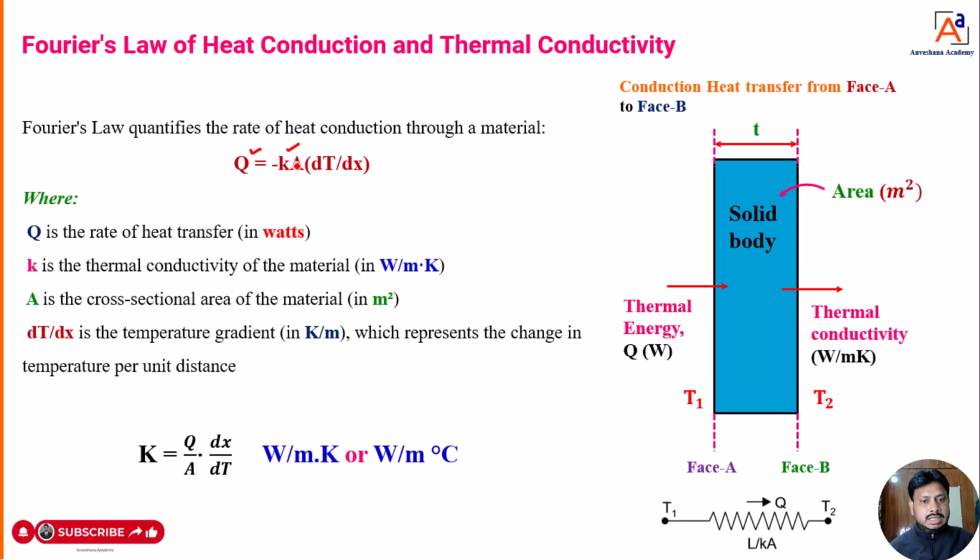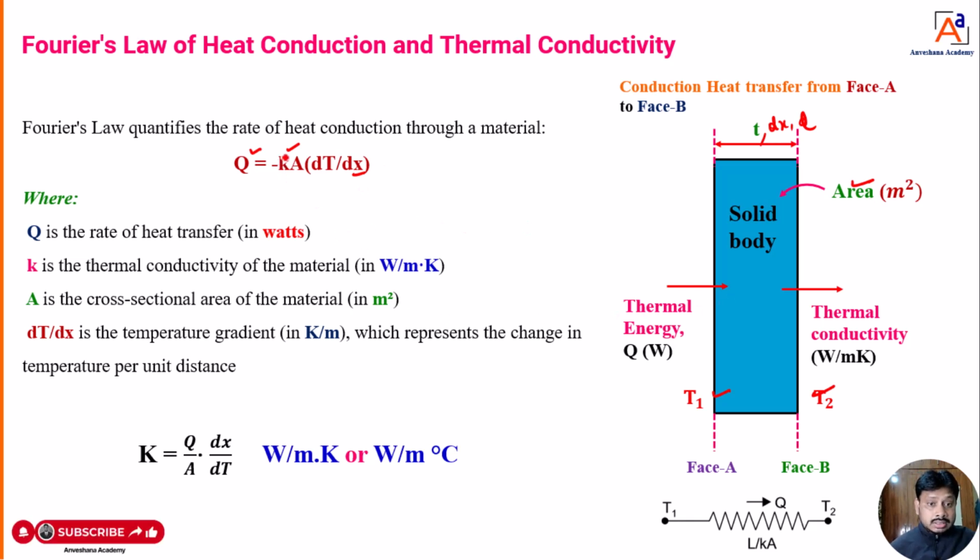K is the thermal conductivity, A is the normal area, that is the perpendicular area, and dT is the change in temperature, T1 and T2, that is delta T. dx is the thickness of the metal plate. Some authors take D, some take T, some take dx, and some take L for the thickness. A is the area.